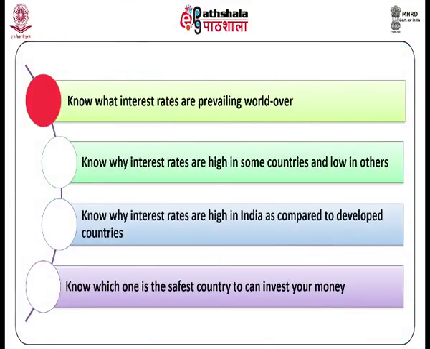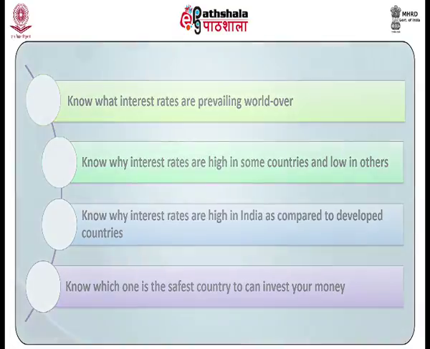After studying this module, you shall be able to know what interest rates are prevailing the world over, know why interest rates are high in some countries and low in others, know why interest rates are high in India as compared to developed countries, and know which one is the safest country to invest your money.